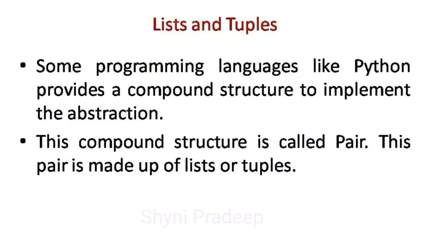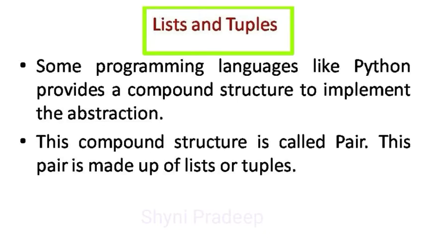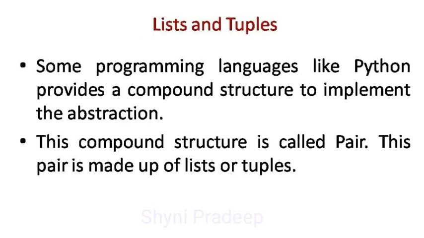Okay. Now coming to the next topic, list and tuples. Some programming languages like Python provide a compound structure to implement data abstraction. This compound structure is called pairs. This pair is made up of list or tuples.